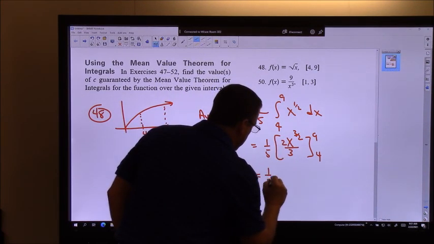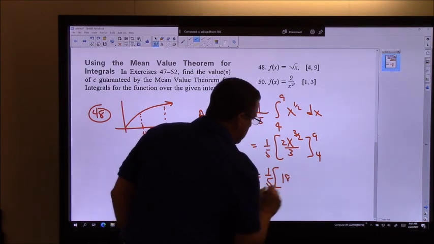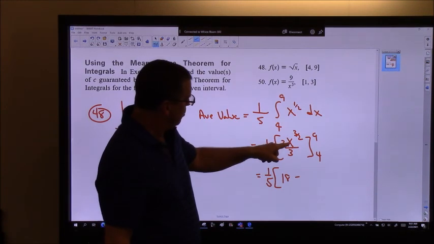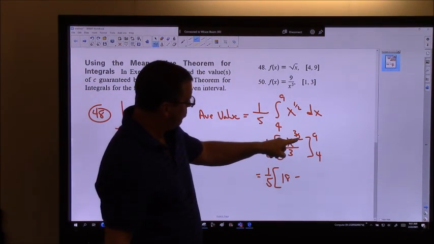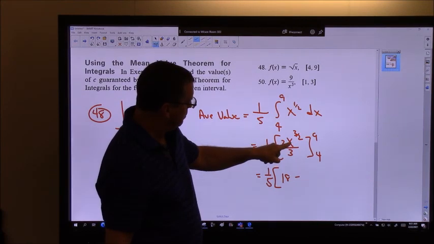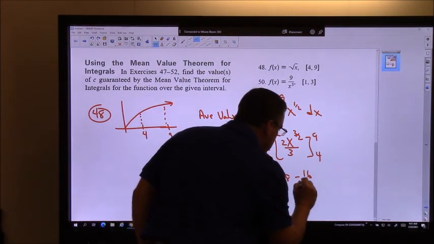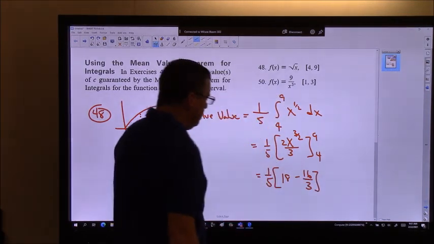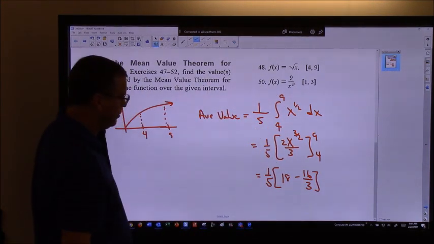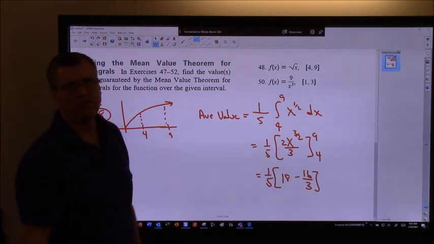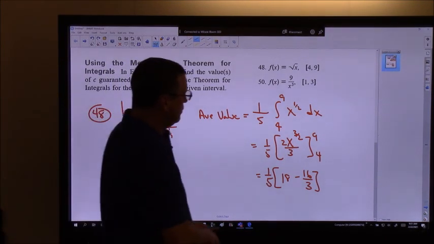So I got 1/5 of 18 minus what I get when I plug a 4 in. So put a 4 in, you get, the square root of that would be 2. Cube it, you get 8. Times 2 is 16, so 16/3. And I just got to figure out what that's equal to. So I'm just going to put that into the calculator real quick and see what I get.